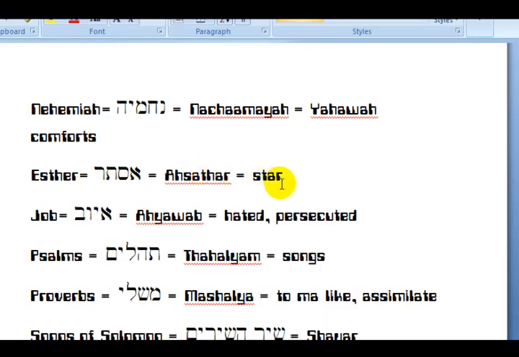Asathar is star. Alright, because the word Ashtoreth or Ashtar is a word for star, like asteroid, Aster. Those are different Latin and Greek names for star.